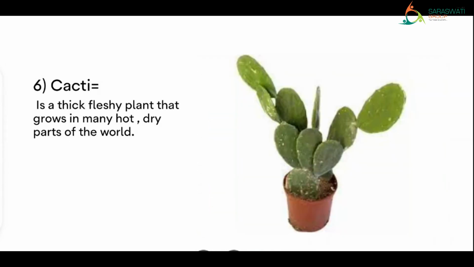Next, cacti. You can also call it as cactus. It is a thick fleshy plant that grows in many hot, dry parts of the world. Here in India also you can see that in the desert area, right? Yes, in Rajasthan, even in some parts of Gujarat, this plant is found, cactus, right? It does not have leaf, but it has a thick and fleshy stem. Leaves are converted to thorns. Correct? So this plant is called cacti or cactus.